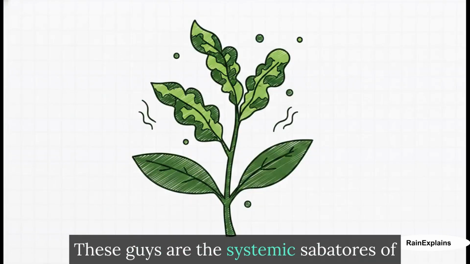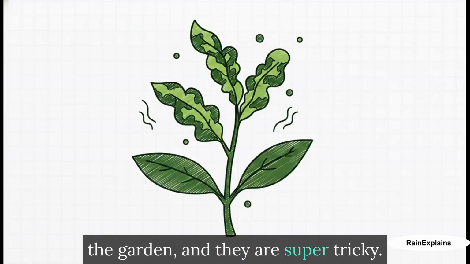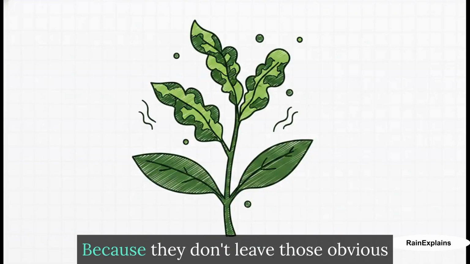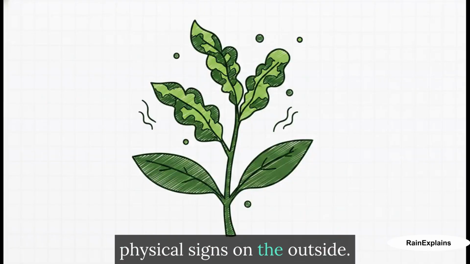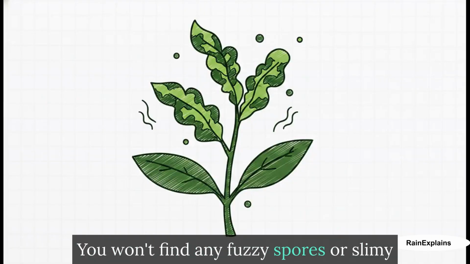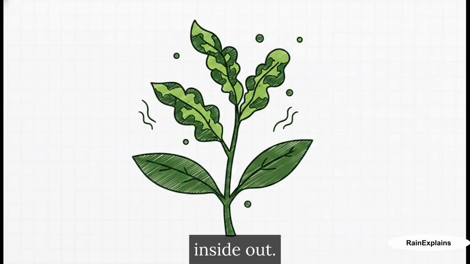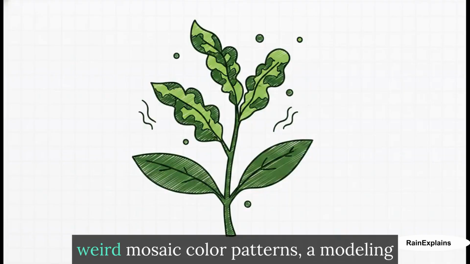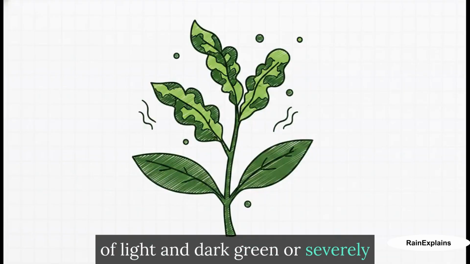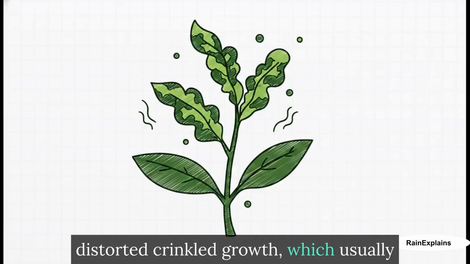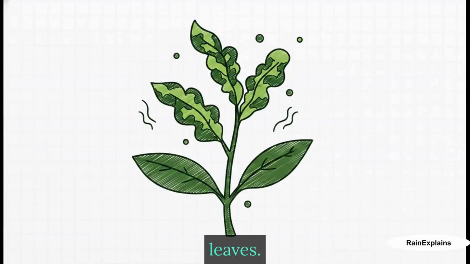And then we have viruses. These guys are the systemic saboteurs of the garden, and they are super tricky. Why? Because they don't leave those obvious physical signs on the outside. You won't find any fuzzy spores or slimy ooze here. Instead, they hijack the plant from the inside out. To spot a virus, you want to look for weird mosaic color patterns, a mottling of light and dark green, or severely distorted, crinkled growth, which usually shows up right at the top in the newest leaves.